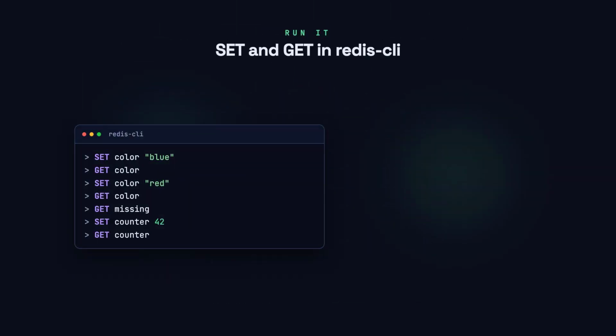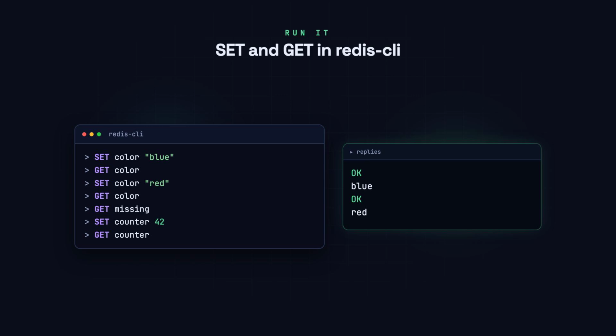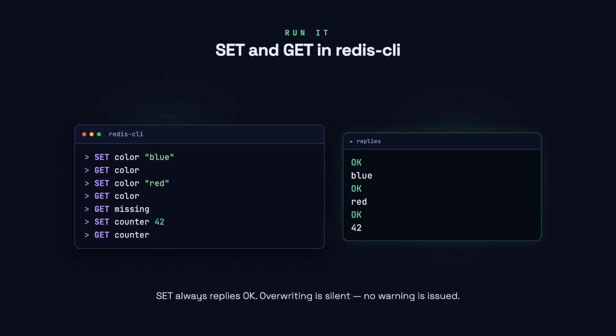Watch what happens when we set color to blue, then overwrite it with red. The second set silently wins. And get on a key that was never set comes back nil, not an exception.